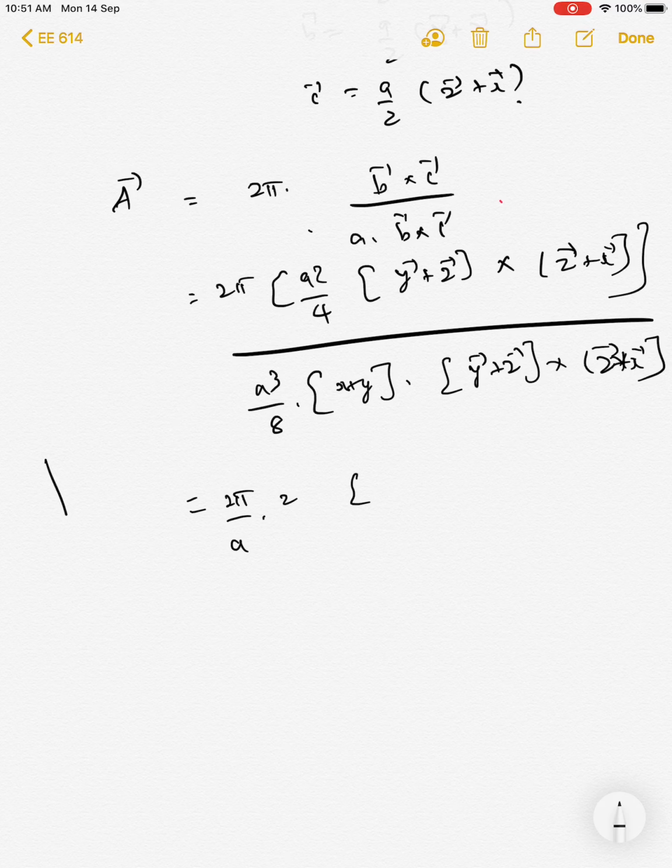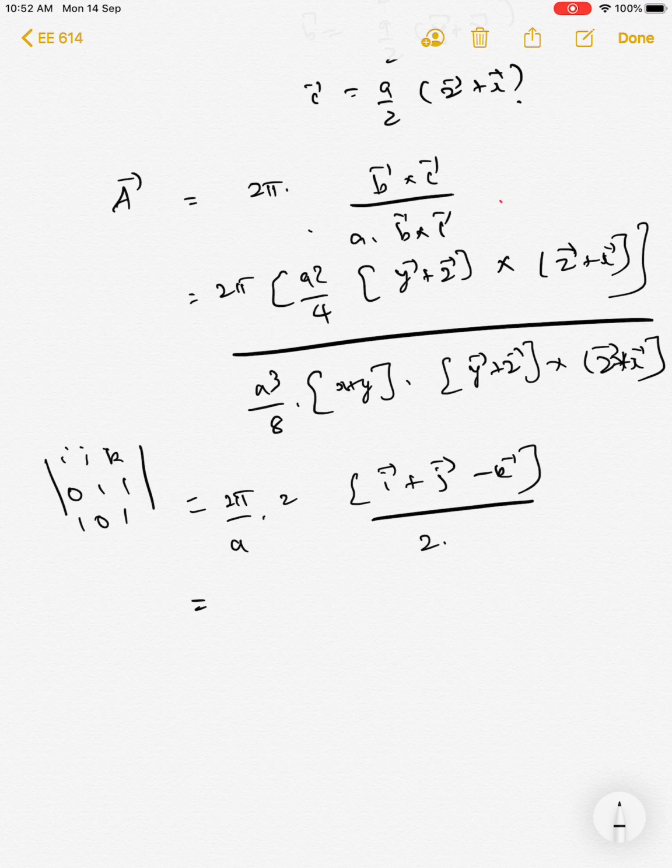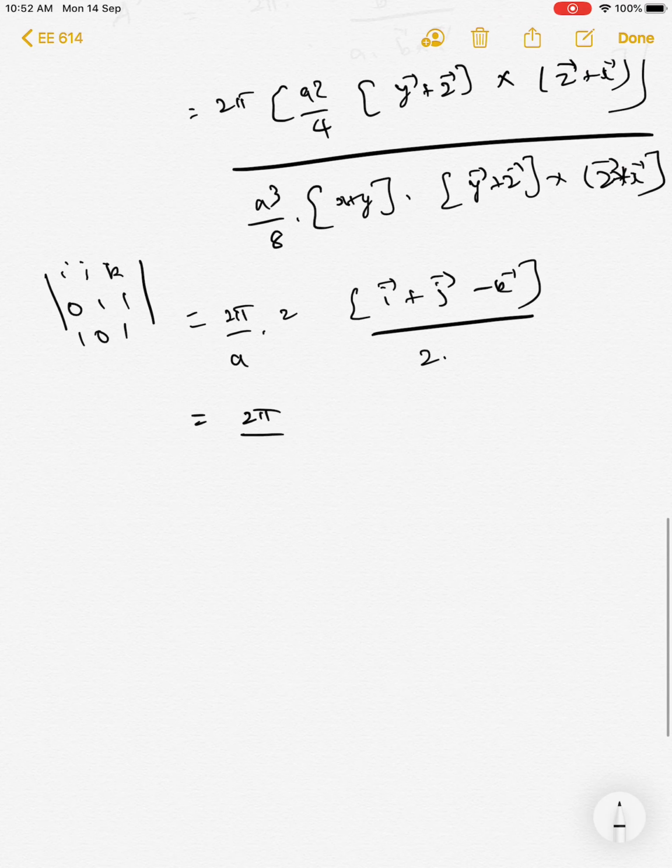How will we do this? Right? i j k, 0 1 1, 1 0 1. So this will turn out to be i plus j minus k divided by (i plus j minus k) dot (x plus y), right? Which will give you another 2, which will be 2 pi by a (i plus j minus k), right? You can do the same thing for B. This is capital A, right?